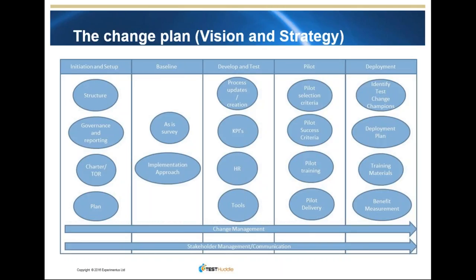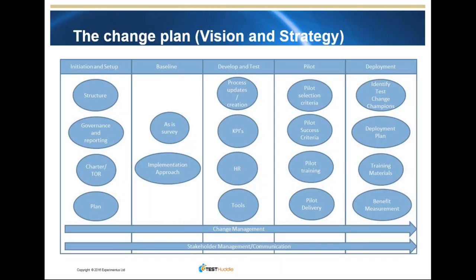So the first thing we need to do is initiate and set up. If we go back to our eight successes, we need some structure, we need the people. We need to understand how we're going to govern and report this. How are we going to tell people about success, etc., etc.? We need to put a charter together and some terms of reference. And we need to plan and have a business case. They all need to exist in that first stage of initiation.